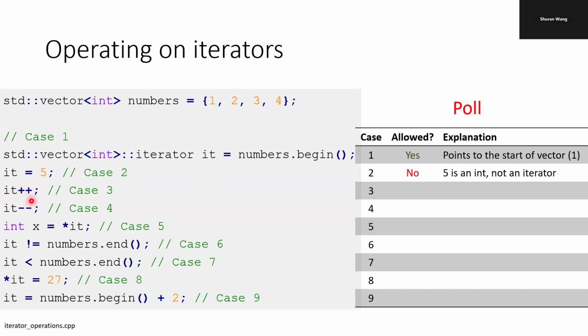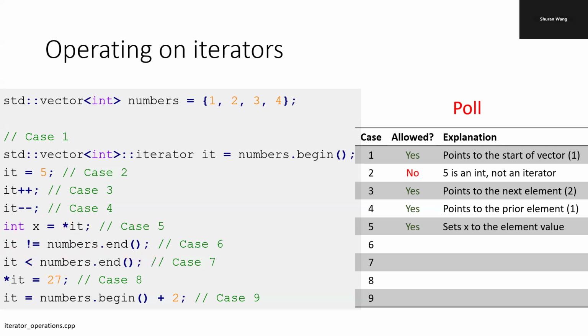Case 3, IT++. Who thinks this is allowed? Who thinks this is not allowed? Yeah, you're right, this is allowed. This will point the iterator to the next element. Case 4, IT minus minus. Who thinks this is allowed? This also is allowed. This will point the iterator to the prior element. Now case 5, integer x equals the dereference of IT. Who thinks this is allowed? This is still allowed. Dereferencing an iterator will go to where that element is and we can read it.